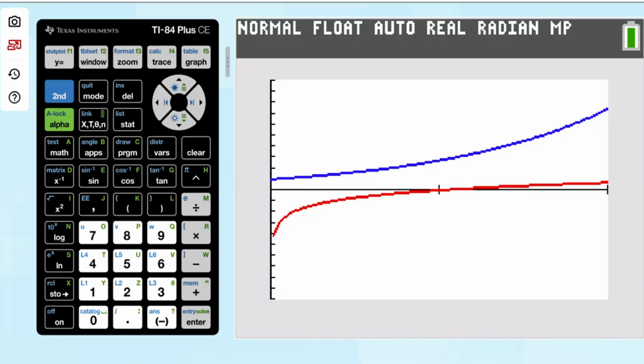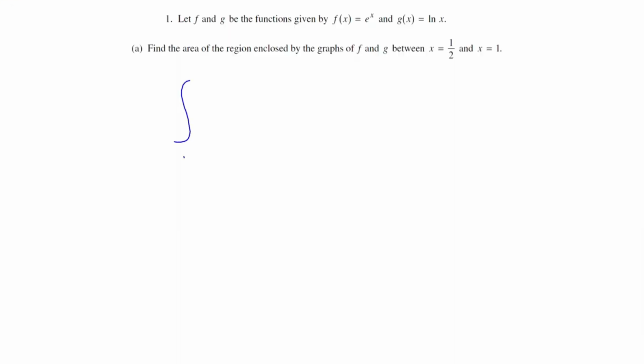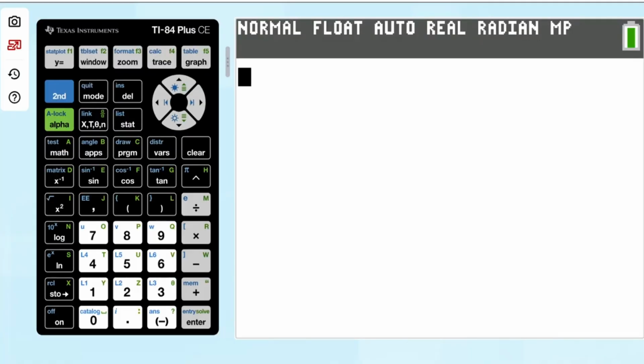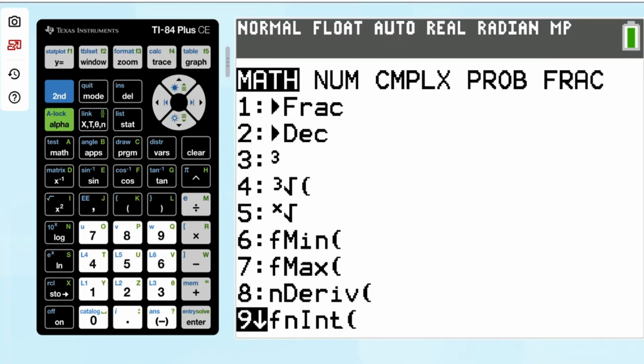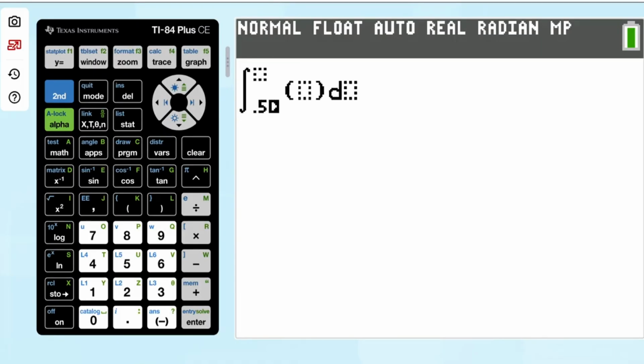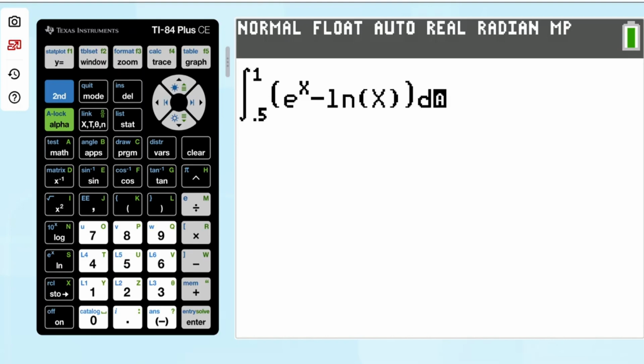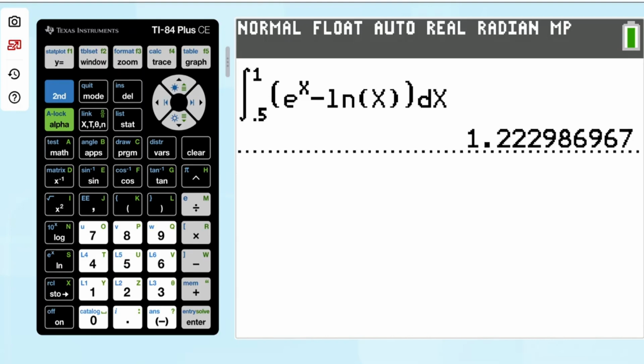So what we want to do is integrate from 1/2 to 1 of e to the x minus the ln of x dx. And we are allowed to use our calculator here, so we might as well just use our calculator. We'll go back to our graphing calculator. We'll hit math. Go down to option 9. You can just hit number 9. We're going to go from 1/2, which is 0.5, to 1 of e to the x minus the natural log of x dx. And we just get 1.223.